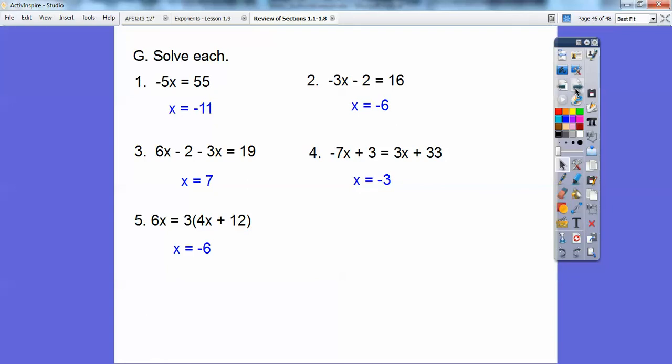There we go. One more. Okay, and that's what I got.